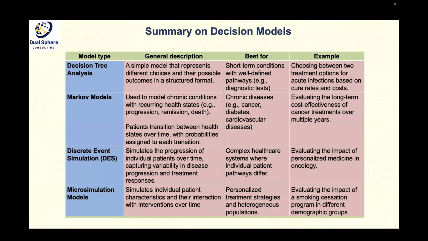Quick summary: four types of decision analysis. First is the decision tree, then Markov model, discrete event simulation, and micro simulation. Decision tree is the basis of all; it represents different choices and their possible outcomes in a very structured format. Markov model models chronic conditions where you have recurring health events, where patients transition between different health states over time, and probabilities are assigned to each transition. Over a fixed time, the transition probabilities are applied.